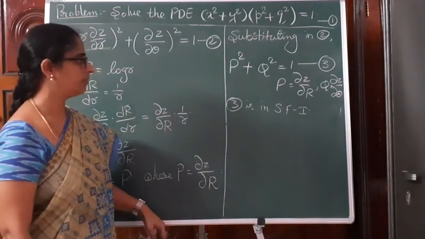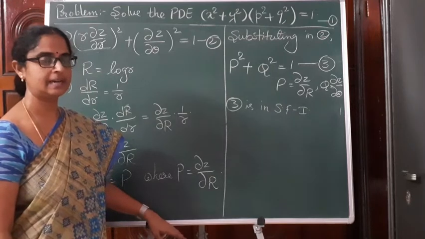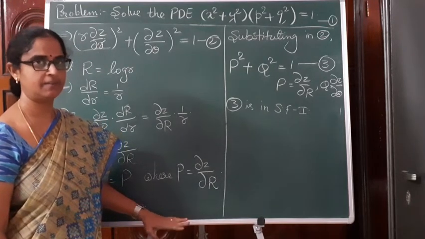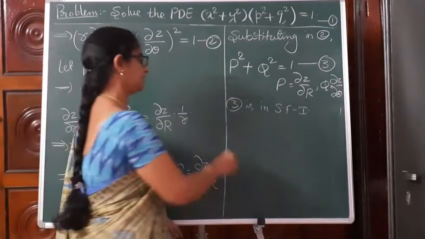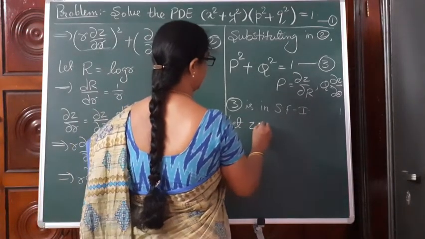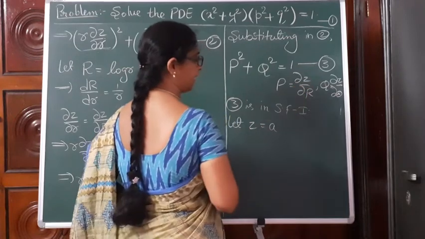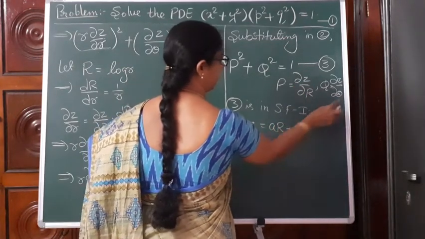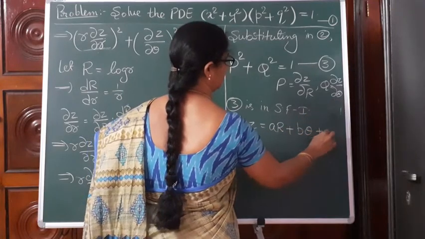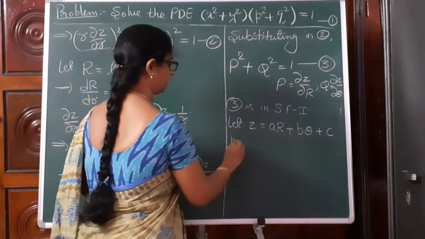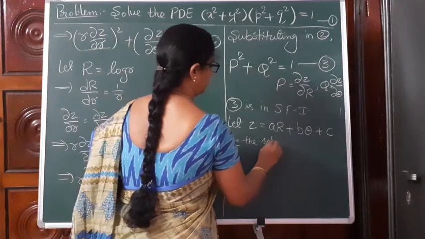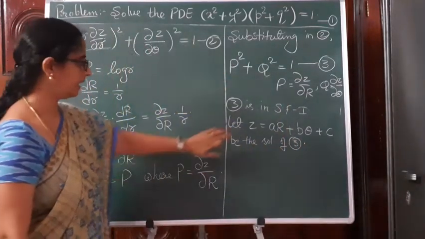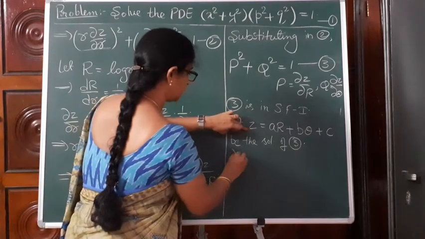So how do we obtain the solution for equations which are in standard form 1? We take the solution to be z is equal to ax plus by plus c, isn't it? So let the solution be ax, but here it is not x. In place of x we have capital R, plus by, in place of y we have theta, plus c, be the solution of equation 3.